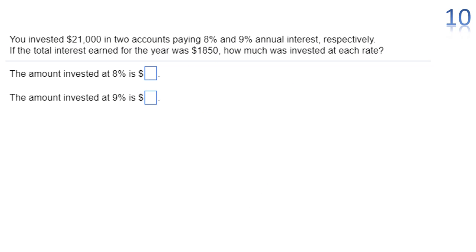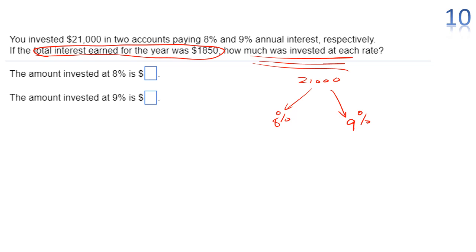Now here's another good consumer problem where you want to invest some money. You're going to take $21,000 and break it down into 2 different investments. A lot of financial experts tell you to diversify your investments. So one bank or some type of savings must be paying 8% and another is paying 9%, which are both great at this time. All right, if the total interest earned was $18.50, how much did we put at each one of these rates?